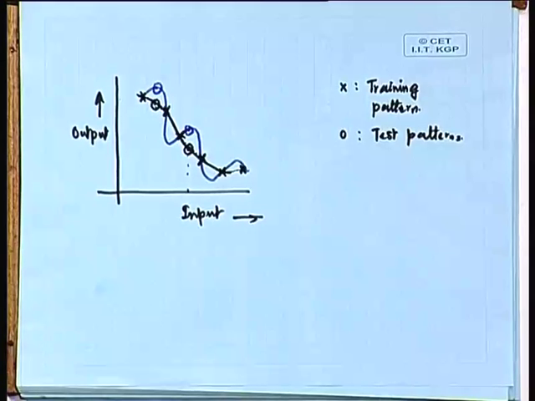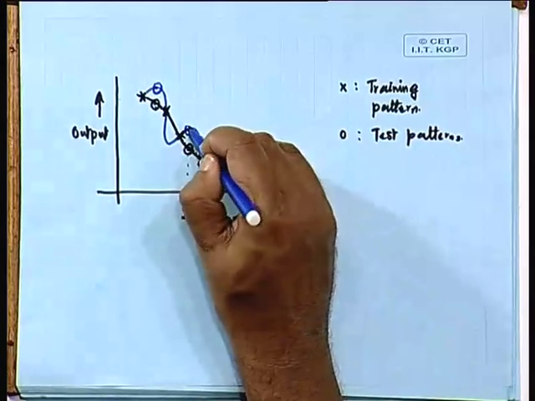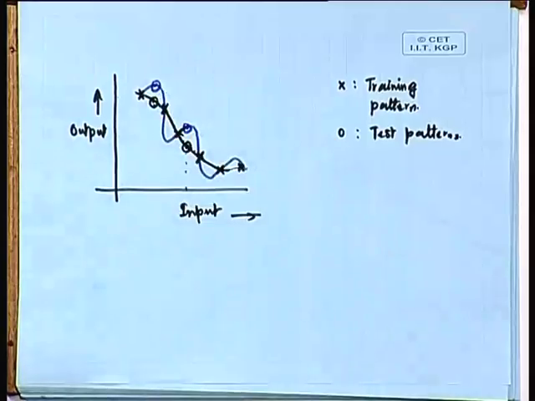But the question is, when you see an output of this kind or an output of this kind, would you say that it is generalized? It is not, because although we have trained it, it lacks generalization. Now, many a times the lack of generalization is due to what is called overfitting of the data.